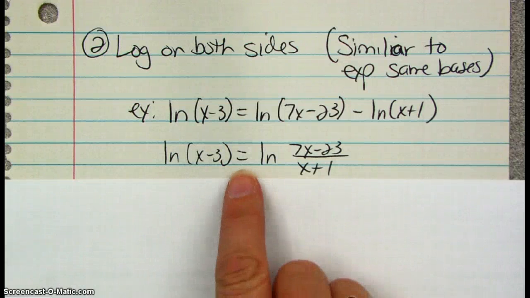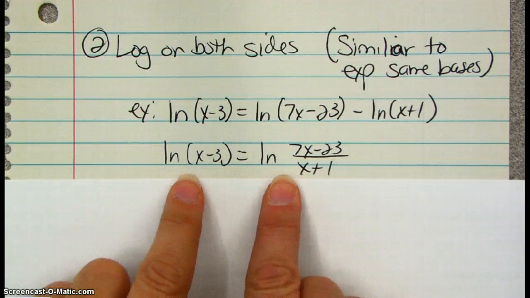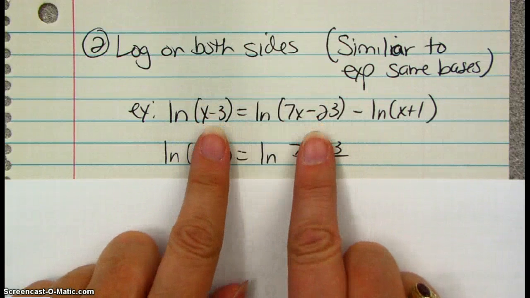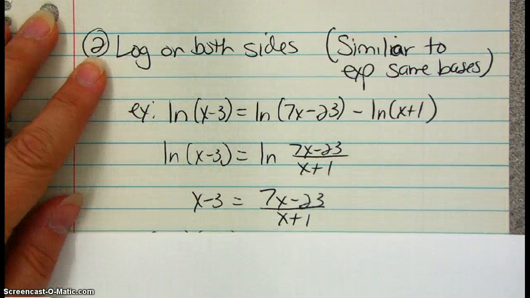So again, since I have an equal sign, and they're both natural log and both base e, doesn't it make sense that this stuff is supposed to match this stuff? And so let's just take it out of there and solve that. Everything already matches. Right?